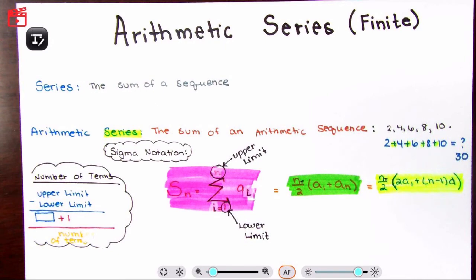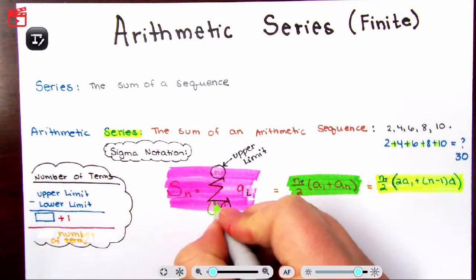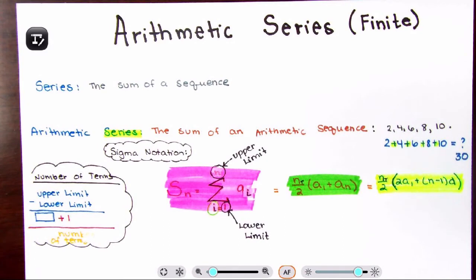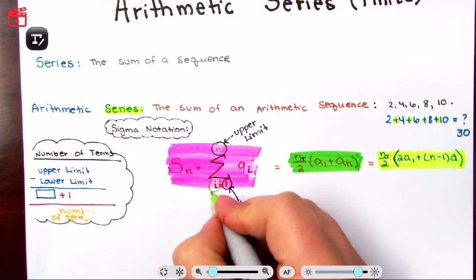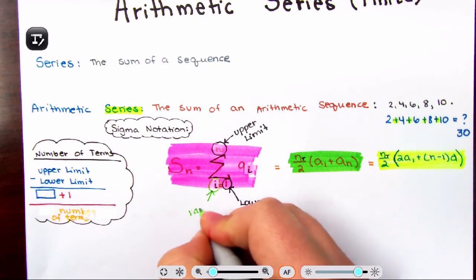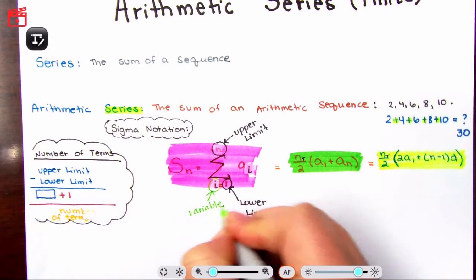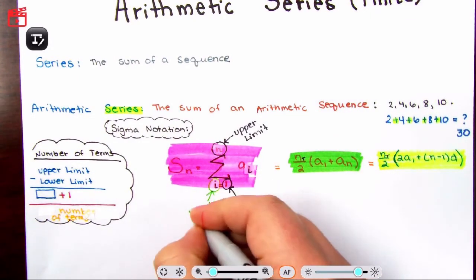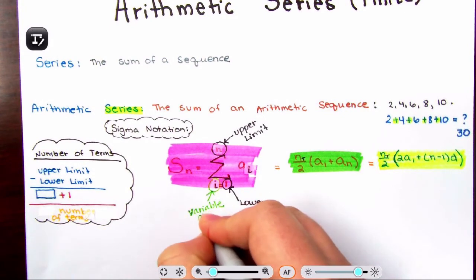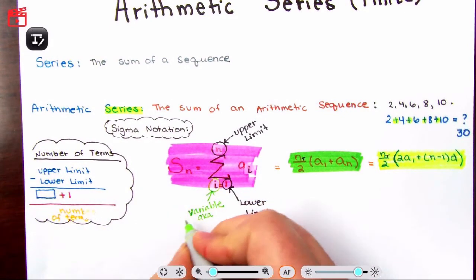This one right here, I'm going to see if I can switch colors so you can see it a little bit better. This i is your index of summation. This is basically like your variable. Can you see that? Yeah, you can. And I'm going to write AKA index of summation.